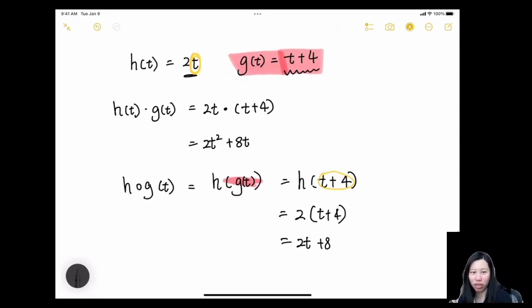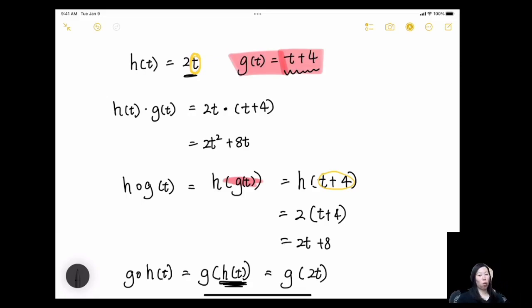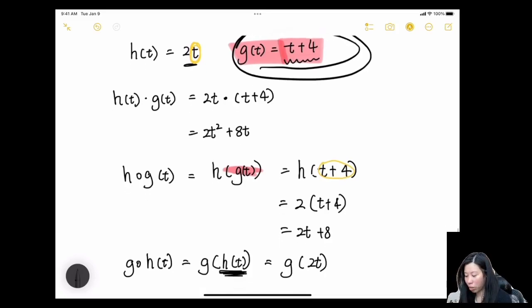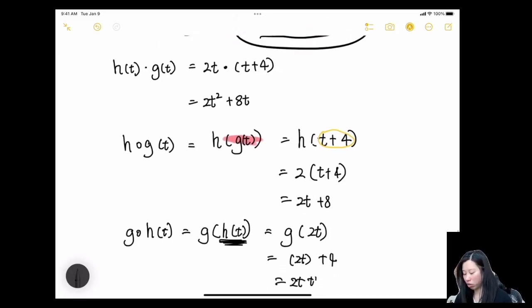Now let's do the opposite one. What if it's g composed with h? Again, that means g of h of t. So the first step is you want to substitute h of t into the parentheses. So we are trying to find g of 2t, because 2t equals h of t. Now we have g of 2t. So g is equal to what? The g function is equal to t plus 4. So that means I want to substitute the t with 2t and then plus 4. And now we simplify it: 2t plus 4.